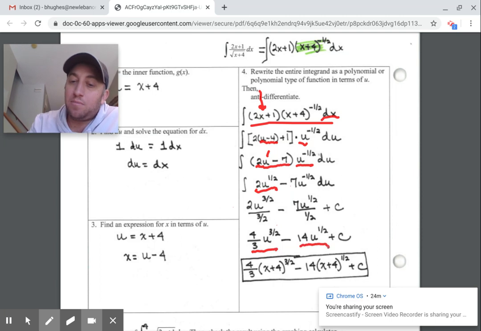Now the last part, plus C. The last thing we need to do is take out u and put back in our expression that represents it in terms of x, which is x plus 4. And there is our antiderivative.